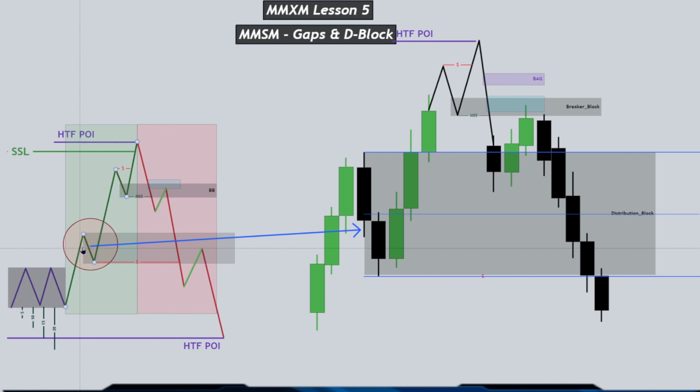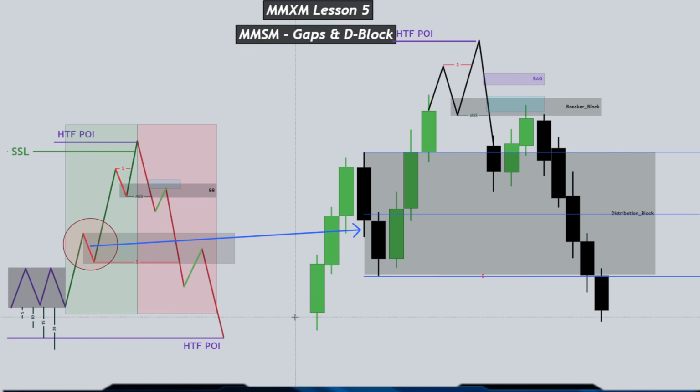Okay, so moving on to the next stage, which is the distribution or the accumulation block. Now when we are looking into a market maker sell model, we are looking into a distribution block. Where does the distribution block form? Usually in a market maker sell model, inside the retracement leg of the first stage of accumulation or the manipulation leg, we will find our distribution block.